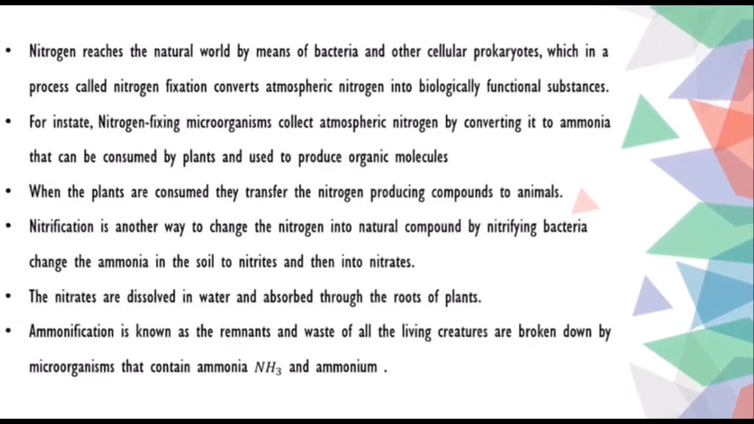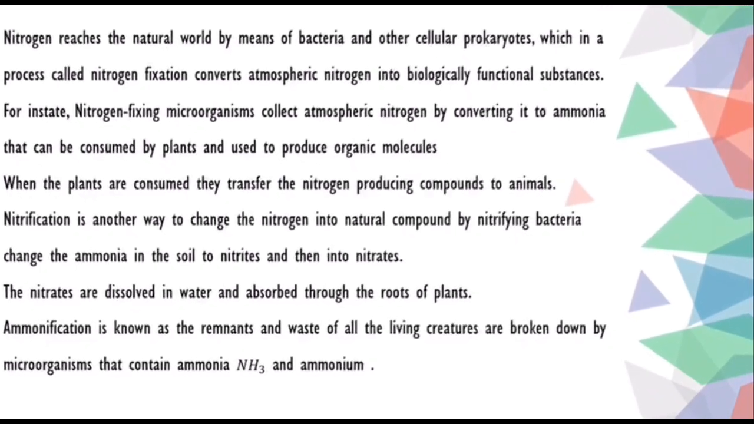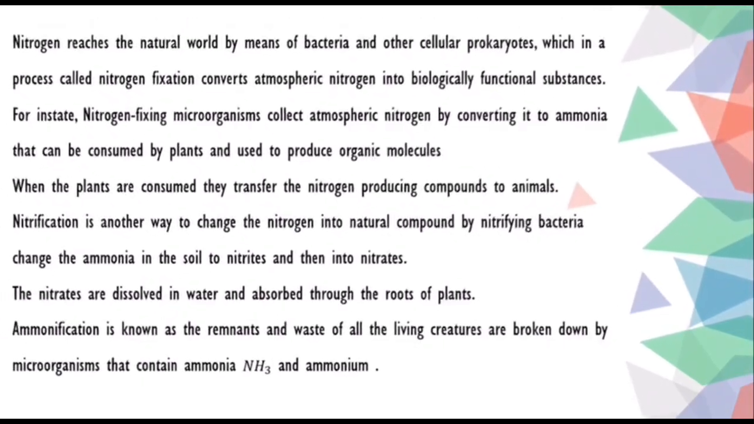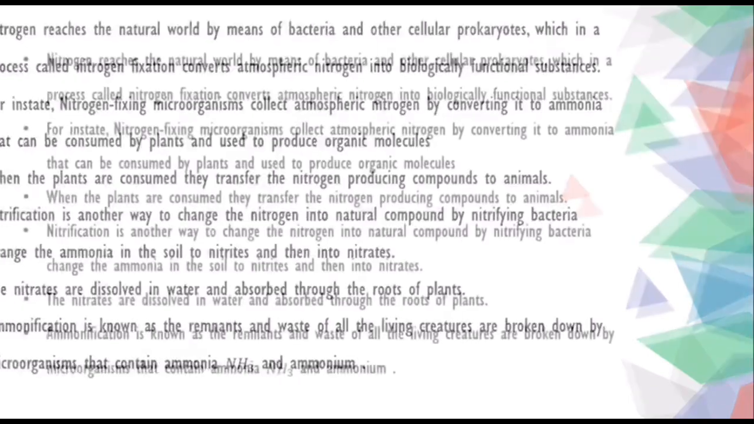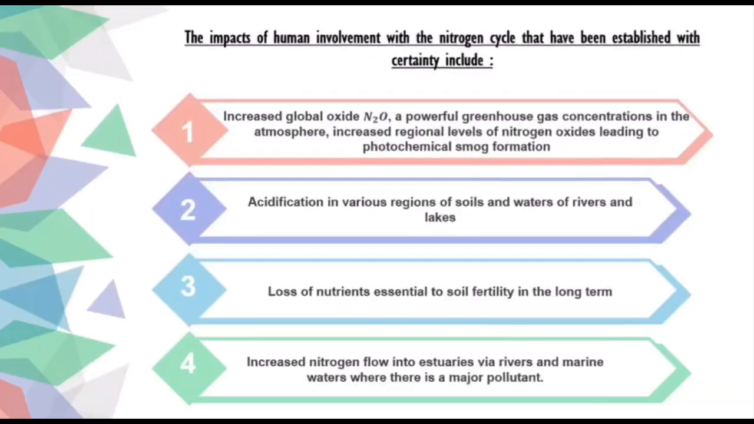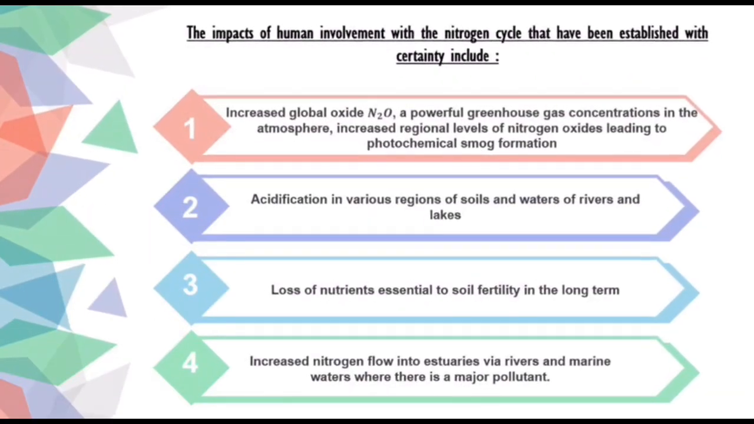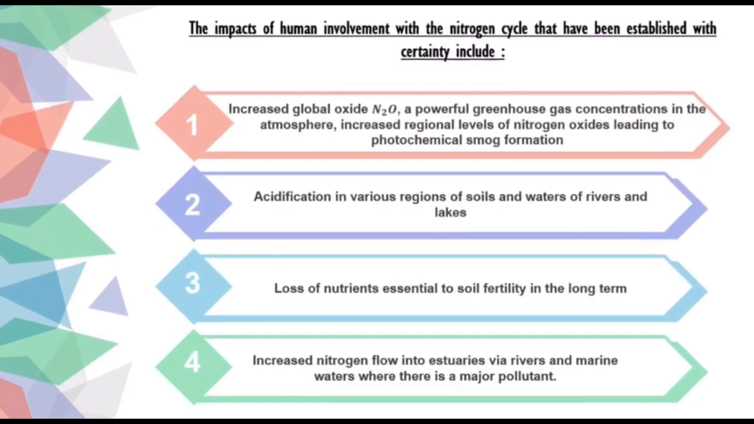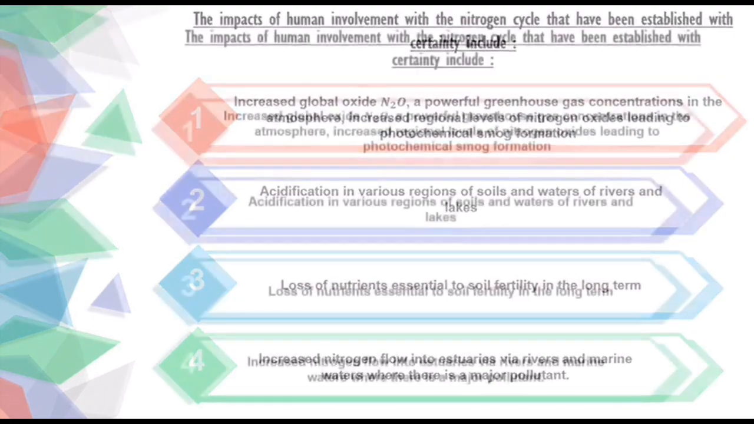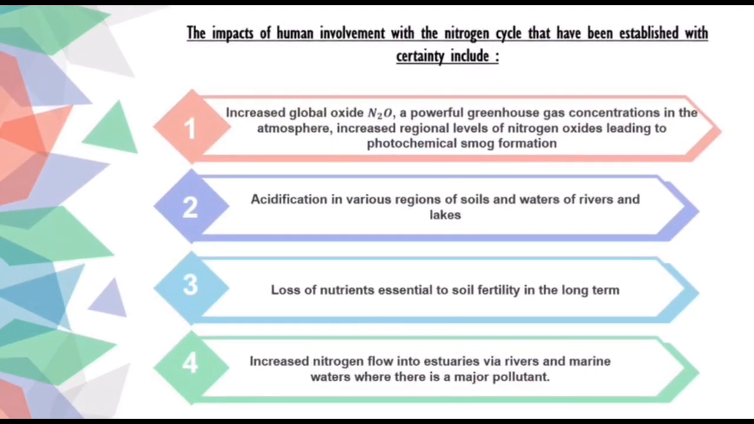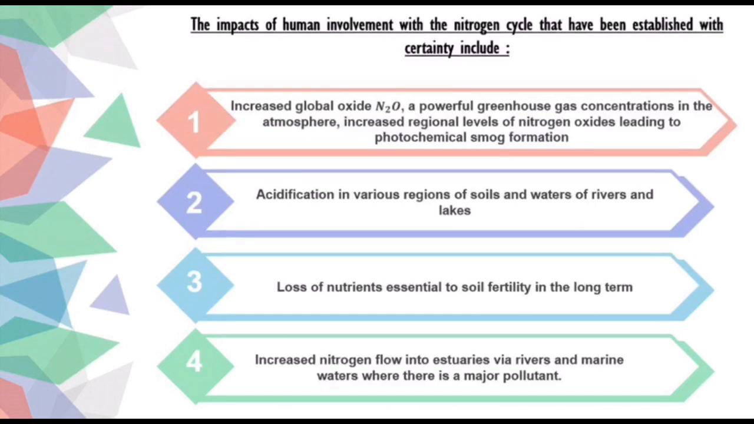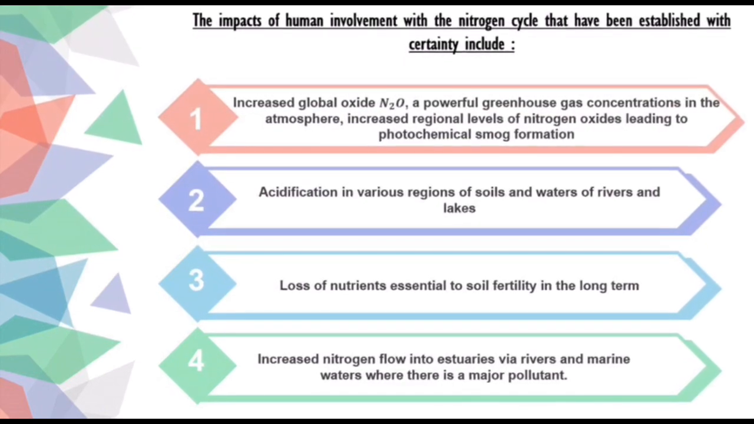Nitrogen fixation means nitrogen reaches the natural pool by means of bacteria and other cellular prokaryotes. Nitrification is another way to change nitrogen into a natural compound by nitrifying bacteria. Many human actions impact the nitrogen cycle greatly. The burning of fossil fuels, nitrogen fertilization, and other practices will raise the quantity of bioavailable nitrogen in the environment significantly. So here are the impacts of human involvement with the nitrogen cycle that we can see.